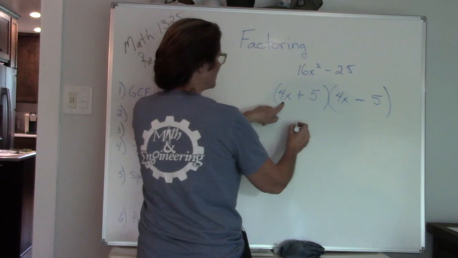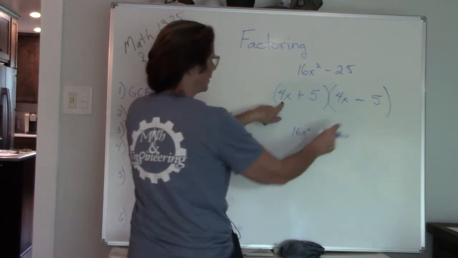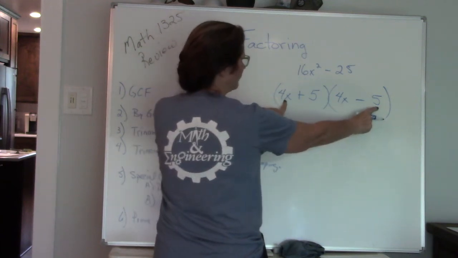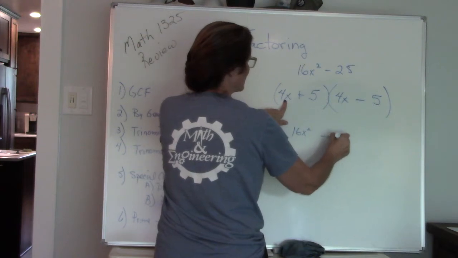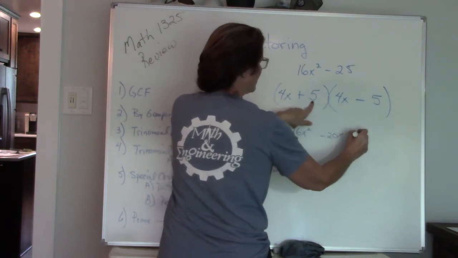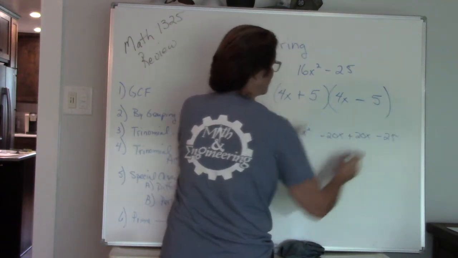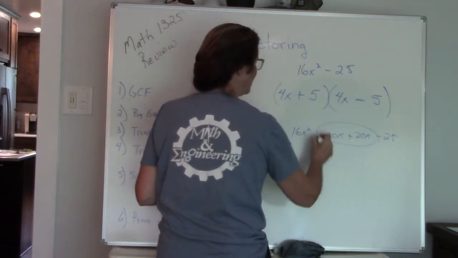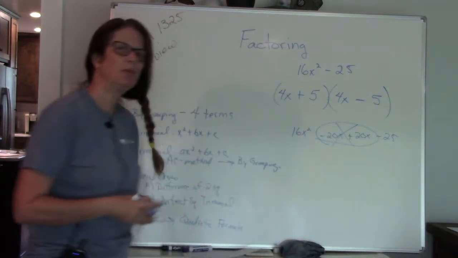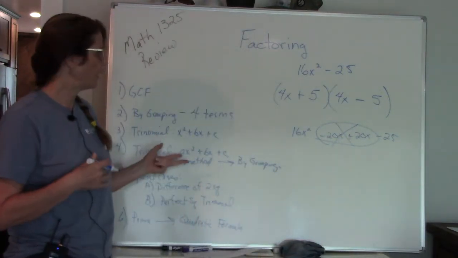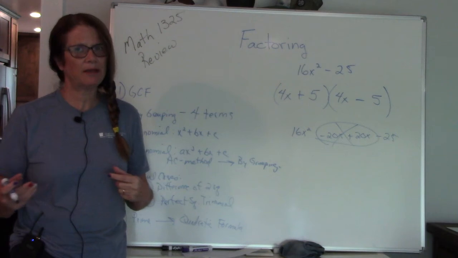4x times 4x is 16x squared. 4x times negative 5 is a negative 20x. 5 times 4x is a positive 20x, and 5 times negative 5 is a negative 25. Well, look, that right there cancels out. I have a negative and a positive of the same thing. So I get right back to 16x squared minus 25.